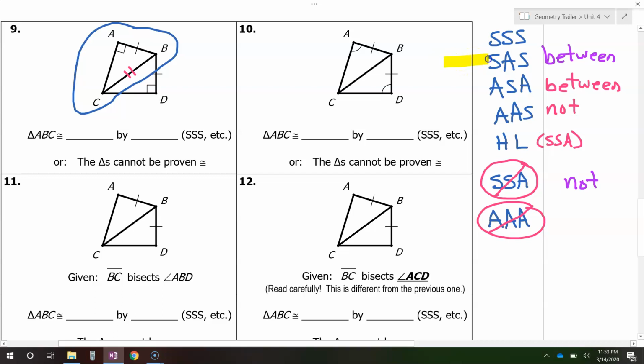It could be side angle side, or it could be hypotenuse leg, which also involves two sides and an angle, or it could be side side angle, which doesn't work. And if that's the case, then I will say triangles can't be proven congruent. Let's start with hypotenuse leg. Hypotenuse leg only works for right triangles because that's the only triangle that has a hypotenuse. So let's see if that's what it is.